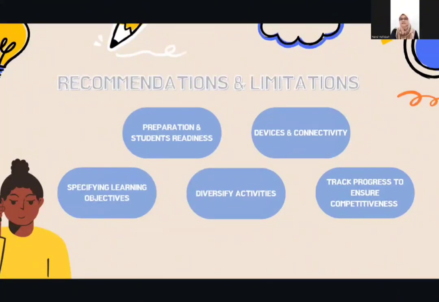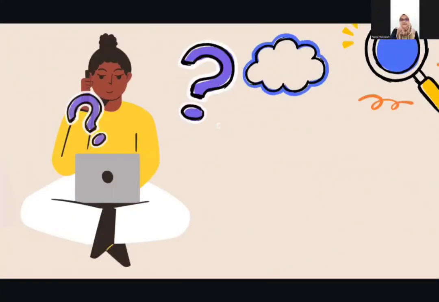For recommendations and limitations of employing Kahoot. First one, it must be aligned with preparation and students' readiness. Second, devices and connectivity. Third, teachers specifying learning objectives. Then teachers have to diversify activities, and the last one is to track progress to ensure competitiveness. Okay, next.